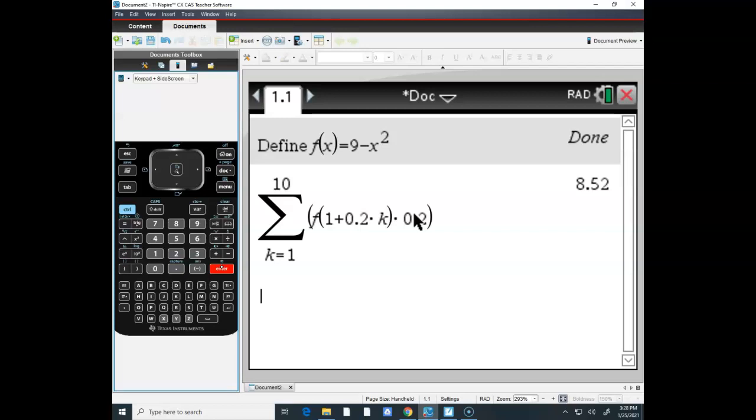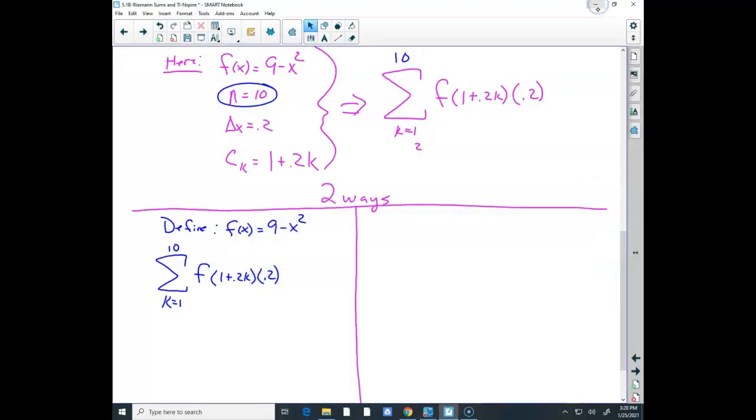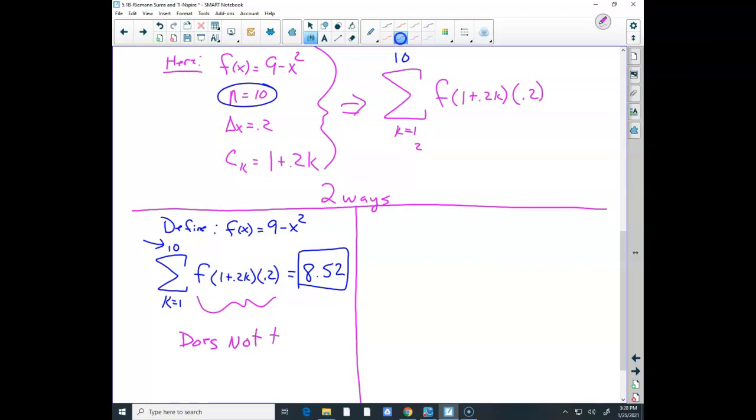So I'm going to come down here and say, oh, this equals 8.52 is my area, okay? One thing to note, this is the area approximated under that curve using 10 rectangles. Now, this notation right here does not tell me what f of x is, okay?